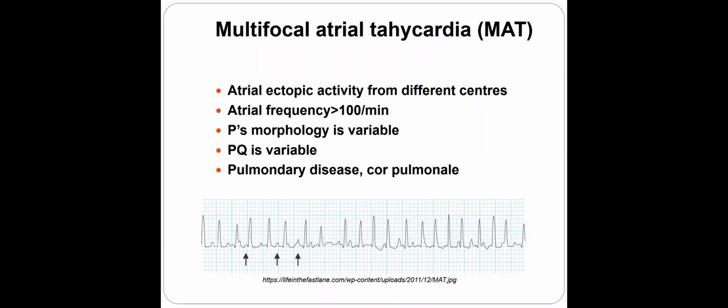Do you remember what I said about sick sinus syndrome? Arrhythmia absoluta with sinus P waves, that's sick sinus syndrome. Here, we have arrhythmia absoluta with different P waves, and that's the multifocal atrial tachycardia. So we have 2 arrhythmia absolutas. First, with sinus P waves, that's sick sinus syndrome. With different P waves, that means we have a multifocal atrial tachycardia.